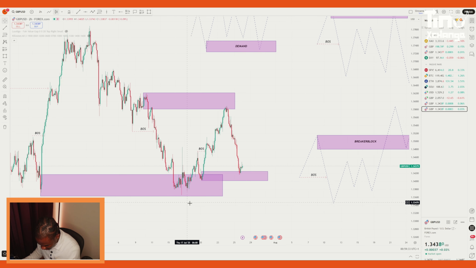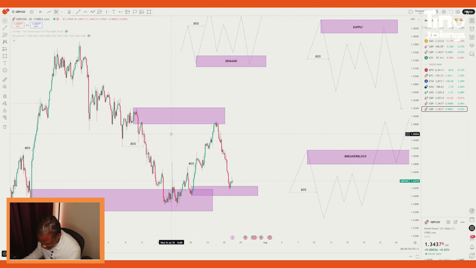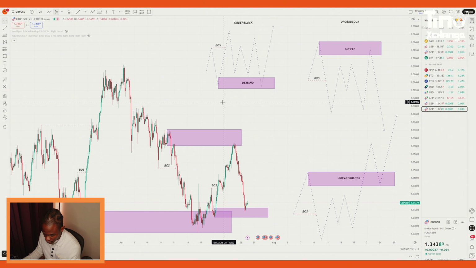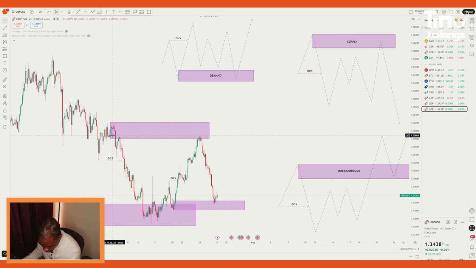So yeah, as you can see, it broke structure here as well and came back. But if you look down here, you can see that this kind of setup also happened, creating opportunity for the sellers as well, if you notice, right? So as you can see from here, price broke structure to the downside, then came back, gave us a break of the candle, and that was an opportunity for the sellers.